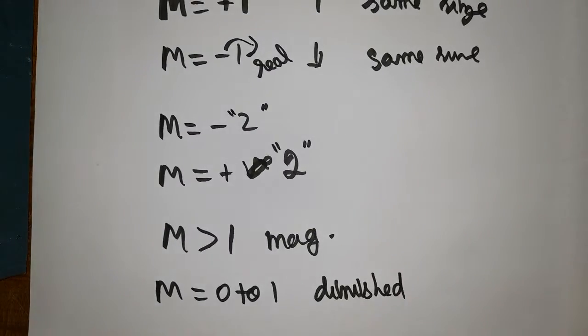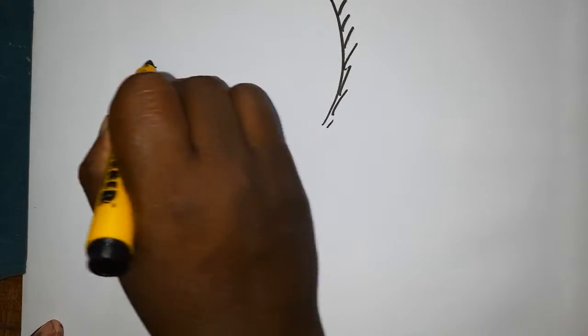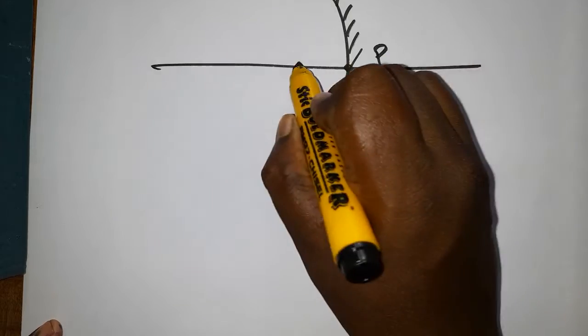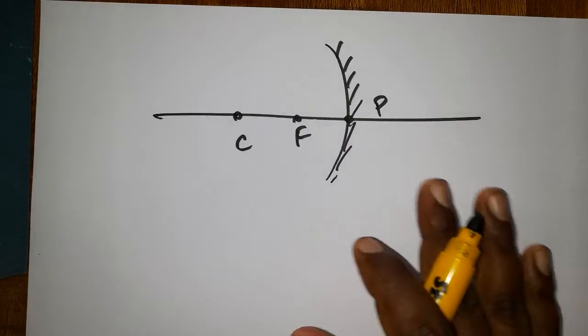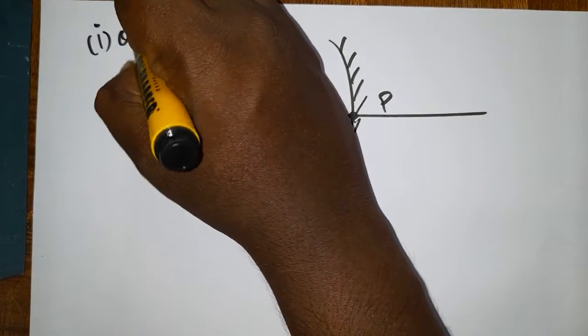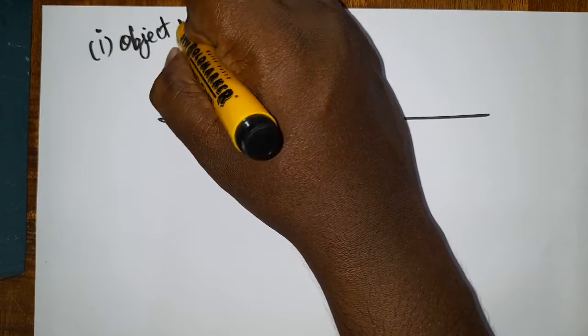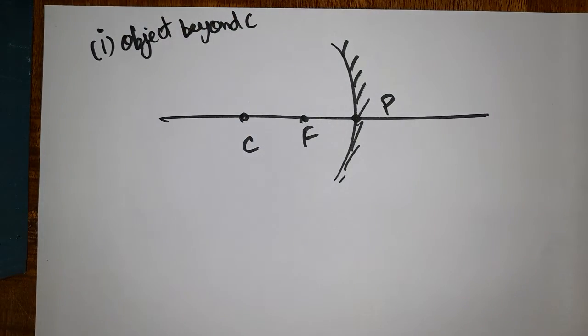First I am going to do concave mirror image formation. Actually the light chapter is very simple. I have taken a concave mirror. This is the pole, this is the principal focus, and this is the center of curvature. I will do my own method, I am not going to follow the book. The first condition: object placed behind C. Object placed here.